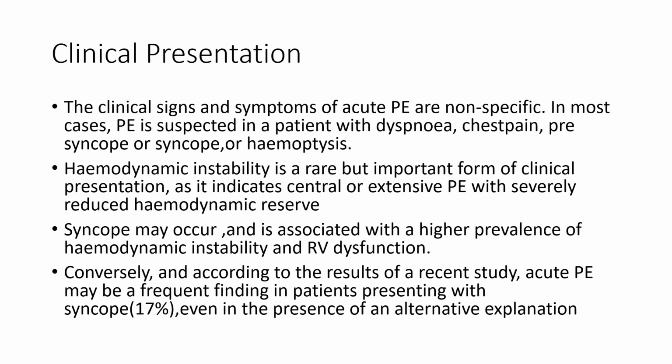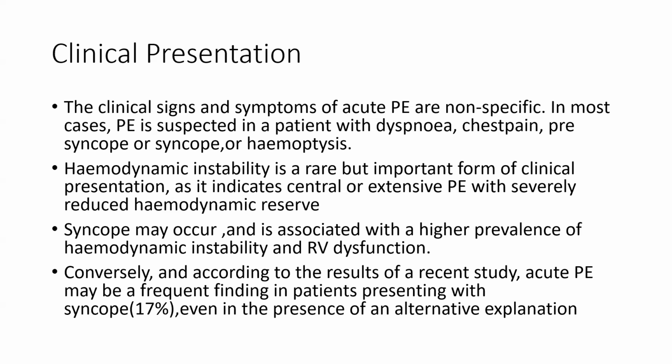The clinical signs and symptoms of acute PE are non-specific, and in most cases PE is suspected in a patient with dyspnea, chest pain, pre-syncope, syncope, or hemoptysis. Hemodynamic instability is a rare but important form of clinical presentation, as it indicates central and extensive pulmonary embolism with severely reduced hemodynamic reserve. Syncope may occur and is associated with higher prevalence of hemodynamic instability and RV dysfunction.